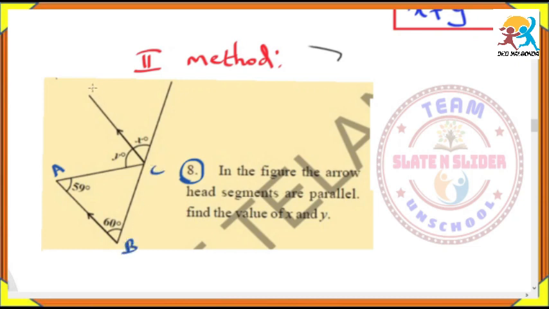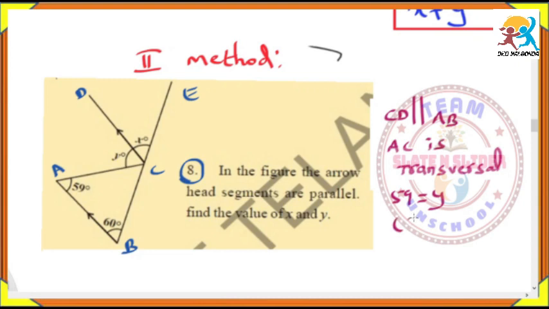So CD is parallel to AB. If these two are parallel, then AC will be a transversal. So from that we can write that x is equal to y. What is the reason? They are alternate interior angles.